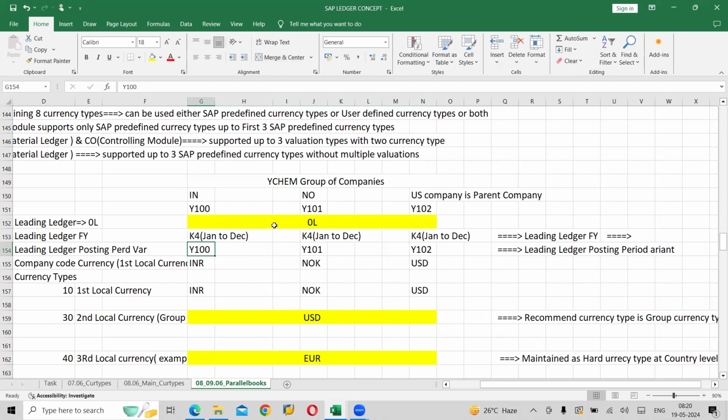Y101 is the Norway company code. What is my leading ledger? 0L. And what is my posting period variant? Y101. Next one, the US company. What is my leading ledger? 0L. And what is my posting period variant? Y102.